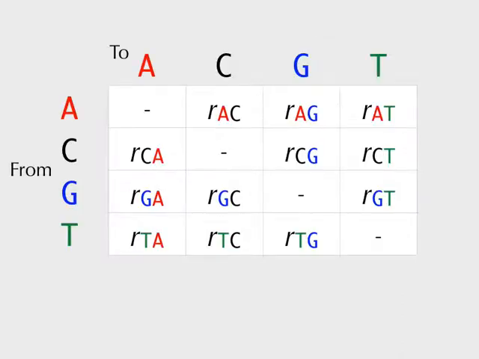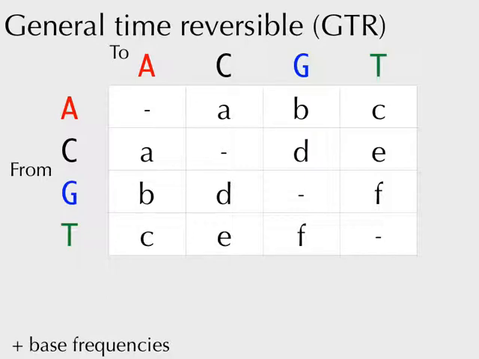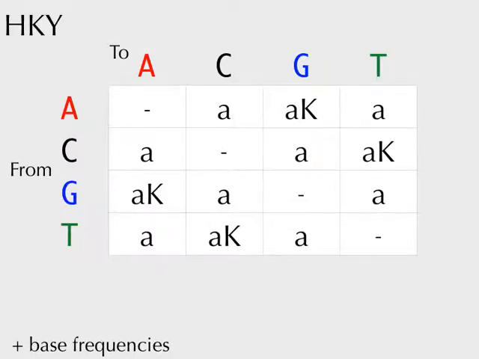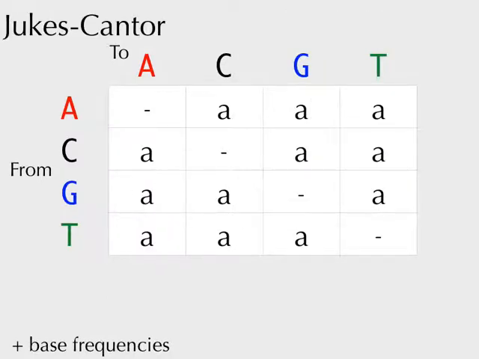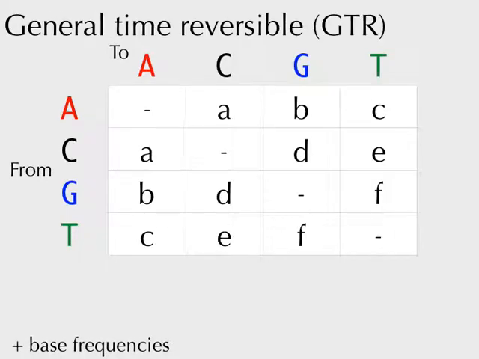All right, so we've talked about having this rate matrix, right? And then having simplified it in various ways: general time reversible, HKY, Jukes-Cantor. What do you think fits best for most data sets out of just those three? Jukes-Cantor, HKY, and GTR. Why?